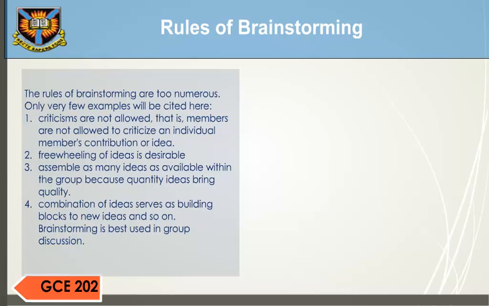The rules of brainstorming are too numerous. Only very few examples will be cited here. 1. Criticisms are not allowed, that is, members are not allowed to criticize an individual member's contribution or idea. 2. Free wheeling of ideas is desirable. 3. Assemble as many ideas as available within the group, because quantity of ideas brings quality. 4. Combination of ideas serves as building blocks to new ideas, and so on. Brainstorming is best used in group discussion.